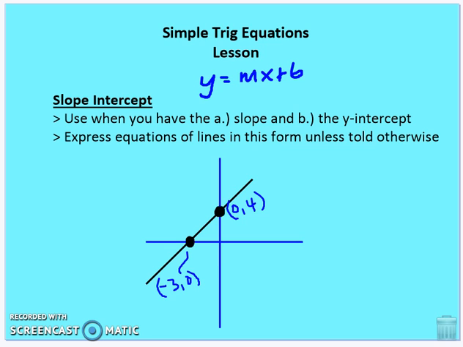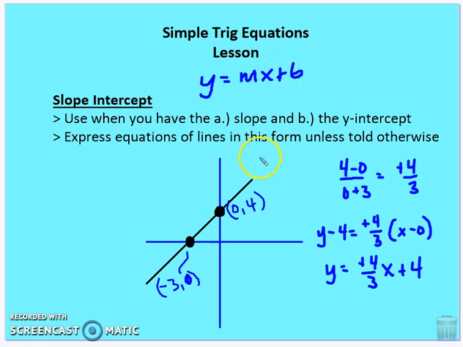All right, so you're going to use slope-intercept form when we have the slope, m, and the y-intercept, b, of course. You can express your equations of lines in this form unless I tell you otherwise. So in general, even if you use point-slope form, I want you to rewrite the equation in slope-intercept form. So we have 2 points, (0, 4) and (-3, 0). We can find the slope as 4 over 3, and we have the y-intercept at (0, 4). So y is equal to mx plus b: y is equal to 4/3 x plus 4 would be the equation for this line.